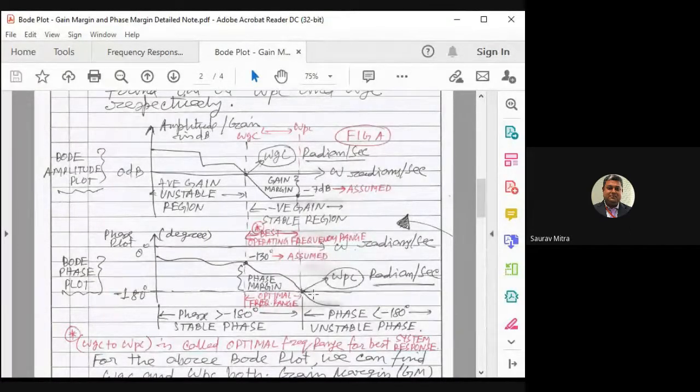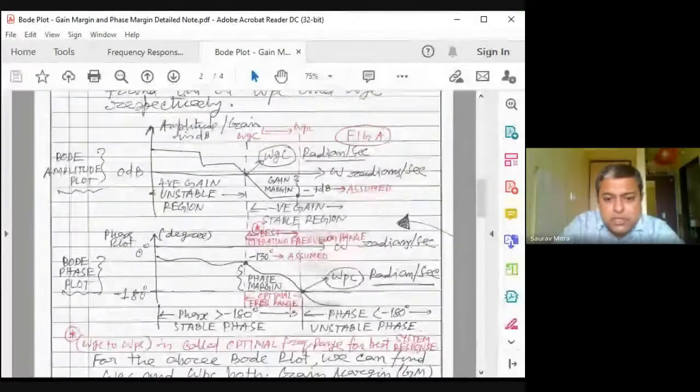This is called phase crossover frequency. What is meant by phase crossover frequency? Very important thing. Keep this diagram in your mind. Phase crossover frequency means initially you are finding from 0 to this 50 radian per second. I've just assumed the value of omega PC, phase crossover frequency.